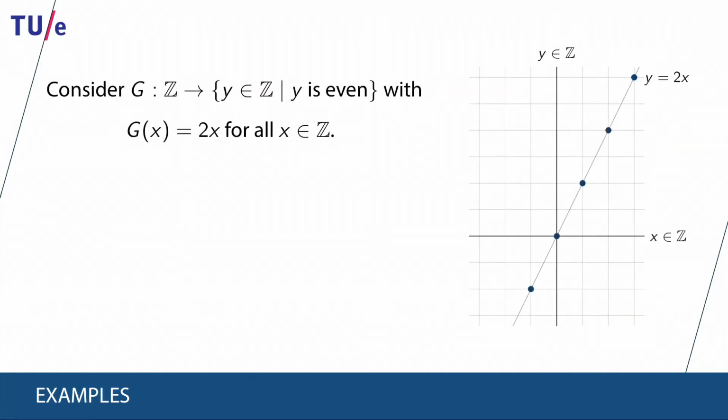For another example of a bijection, consider the mapping g from integers to even integers, defined for all integers x by g of x equals 2 times x. Then g is a bijection, since clearly, for every even integer y, there is a unique integer x such that y equals 2 times x.